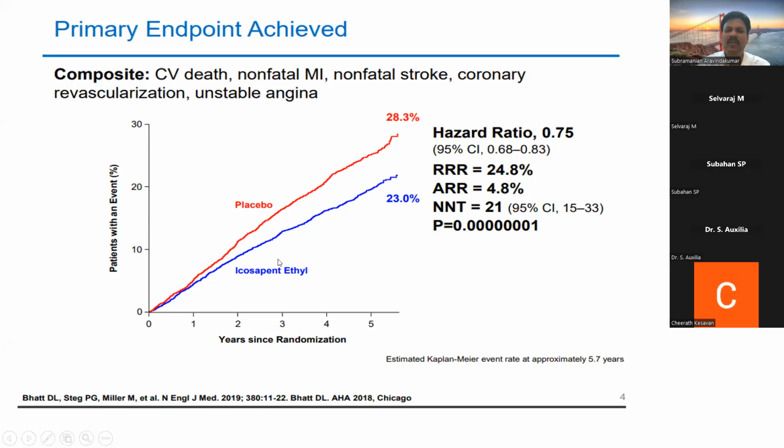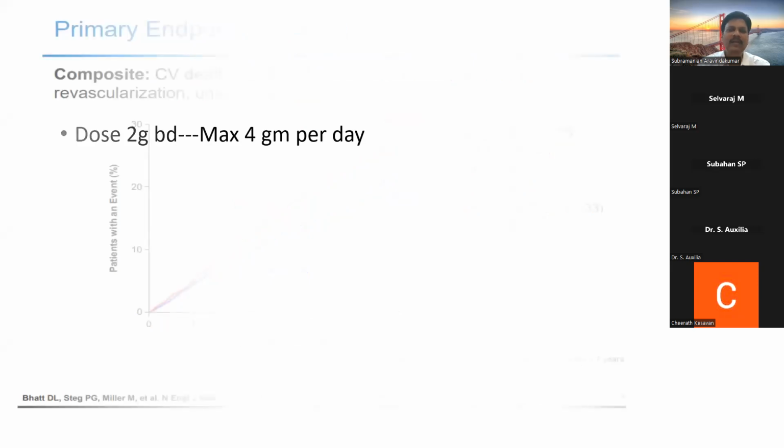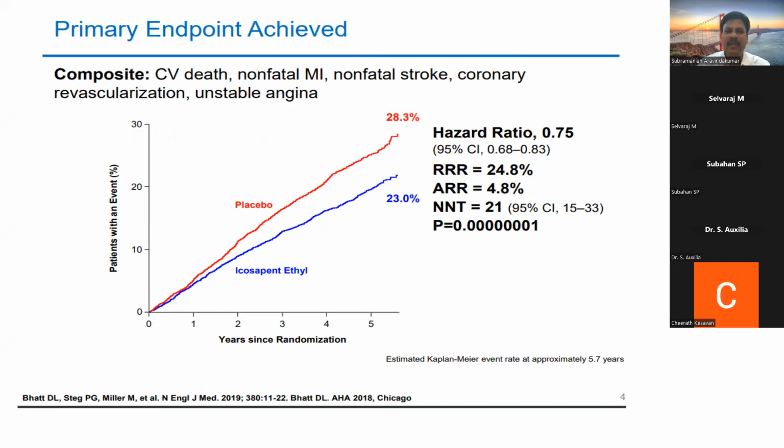So this is going to be of use to some smaller excess here, 28% to 23%. So there is definitely a significant p-value. The only thing is you require a large dose, 2 milligram, maximum 4 milligram per day of icosapent ethyl. So this is going to give you reduction in triglyceride.